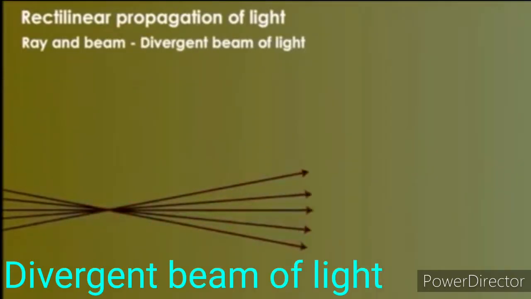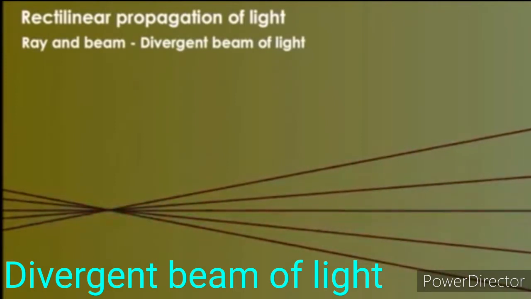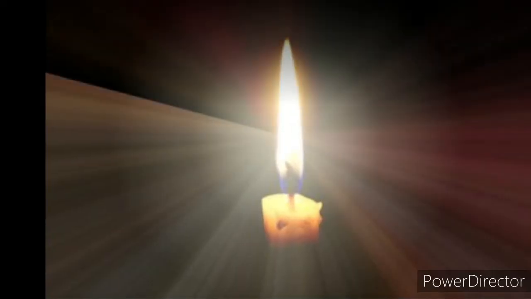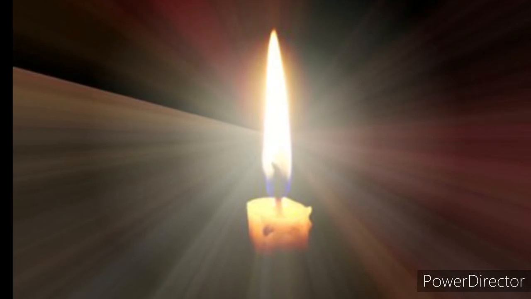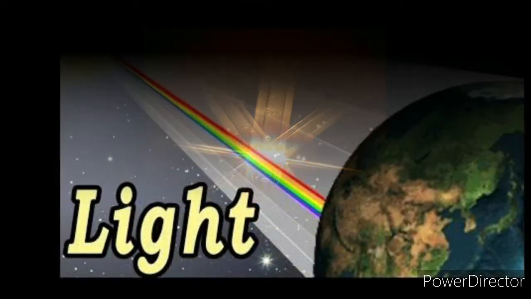Divergent beam of light rays. A group of light rays spreading out from a source of light is called divergent beam of light. The distance between the rays goes on increasing. The examples for this divergent beam of light are rays coming out from a burning candle, rays coming out from car headlights and the rays coming out from a light bulb.